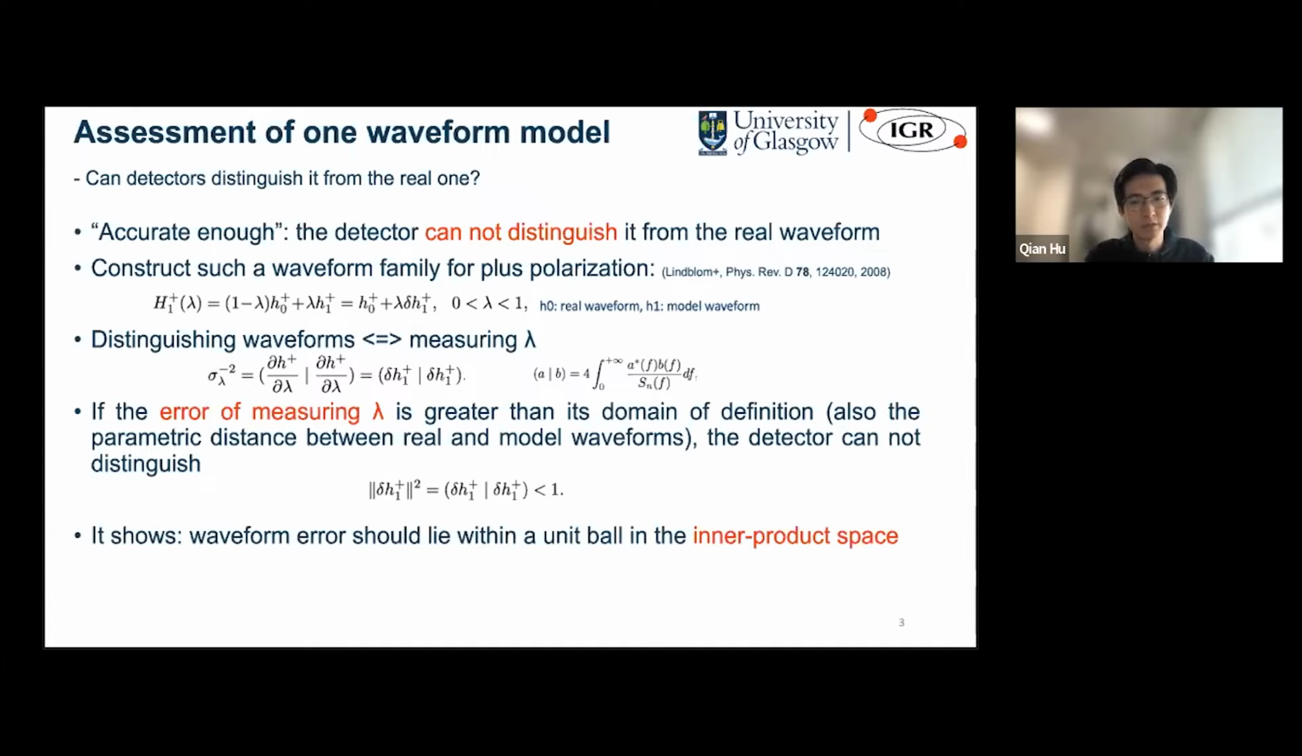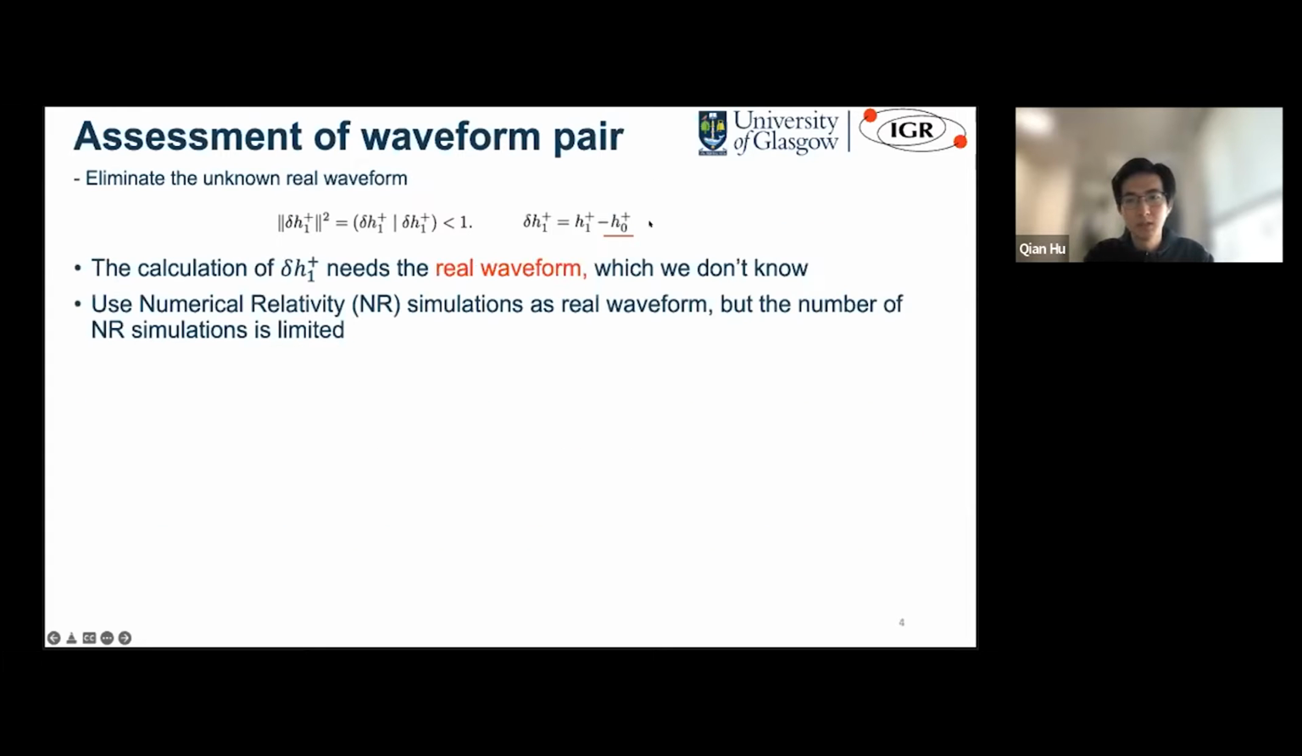This error can be obtained by Fisher information, which is the inner product of the waveform error. So we require the length of the error to be smaller than 1. It shows the waveform error should lie within a unit ball in the inner product space. Note this is an inner product space, so we can use any properties of a general inner product space. We treat waveforms and their errors as vectors here, and we define their length. So I put the equation we got just now.